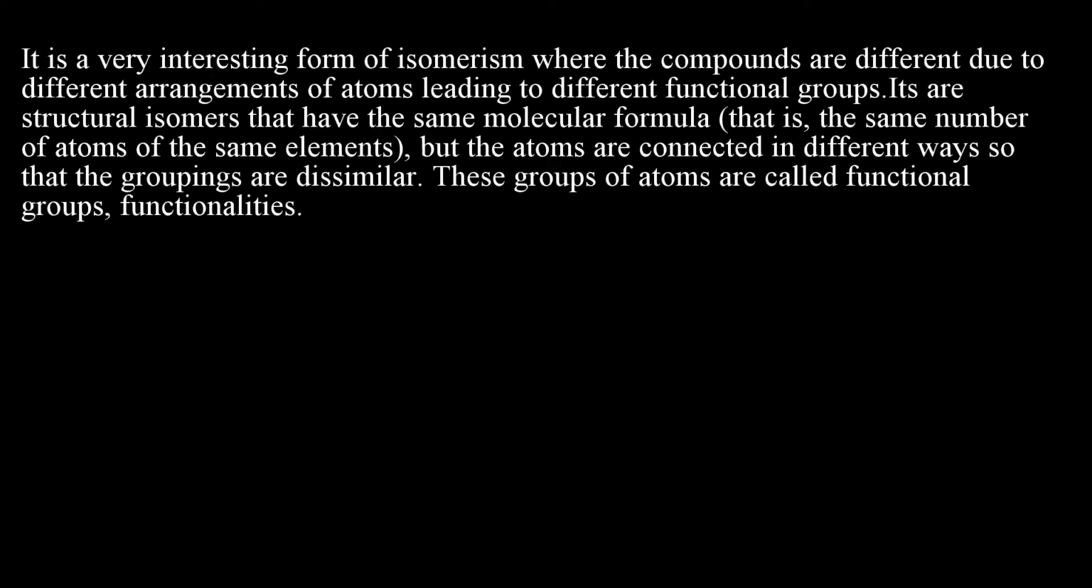Next, the third type of structural isomerism is functional isomerism. It is a very interesting form of isomerism where the compounds are different due to the different arrangement of atoms leading to different functional groups. They are structural isomers that have the same molecular formula, that is the same number of atoms of the same elements, but the atoms are connected in different ways so that their groupings are dissimilar. These groups of atoms are called functional groups or functionalities.